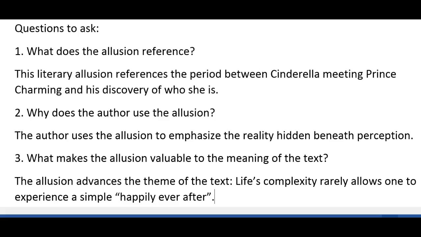mythological allusion, etc. We've completed our task for allusion analysis.